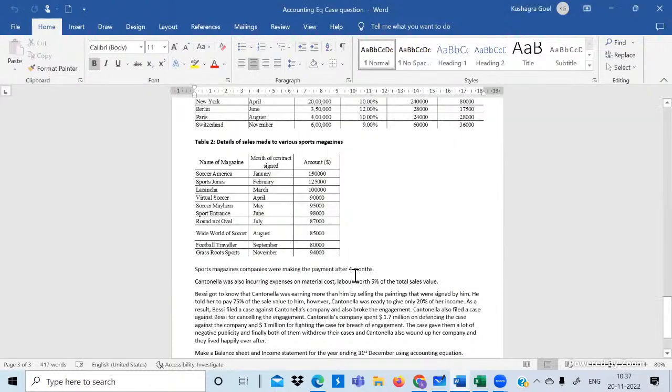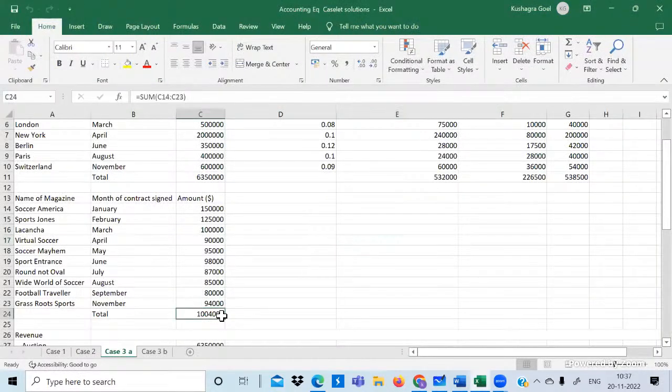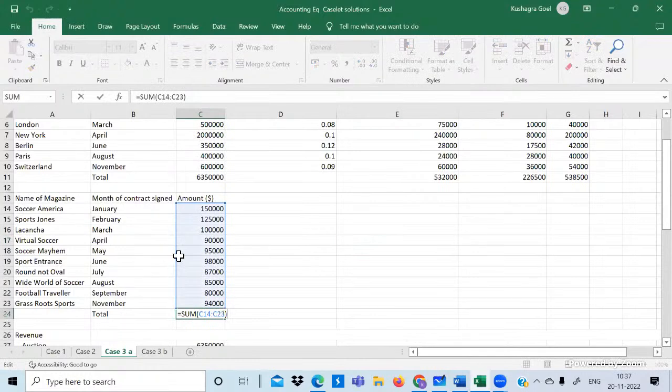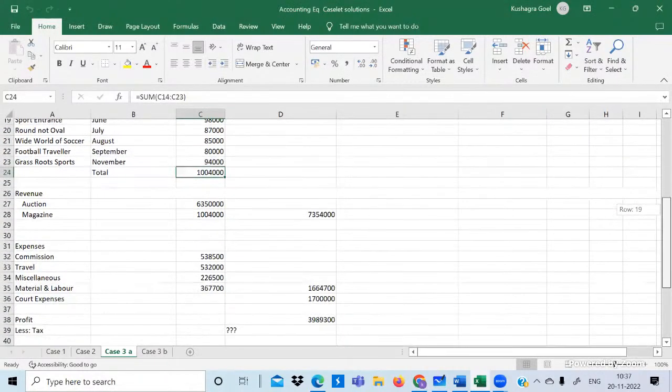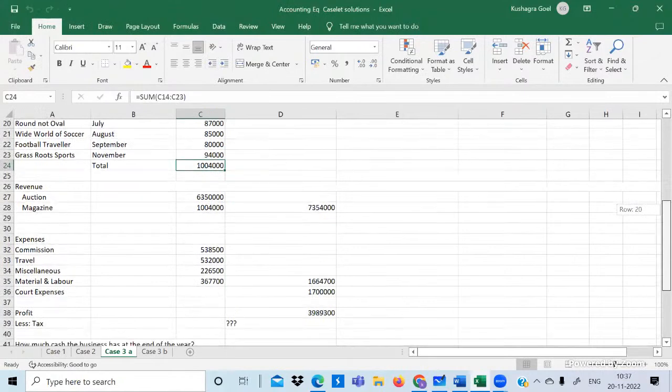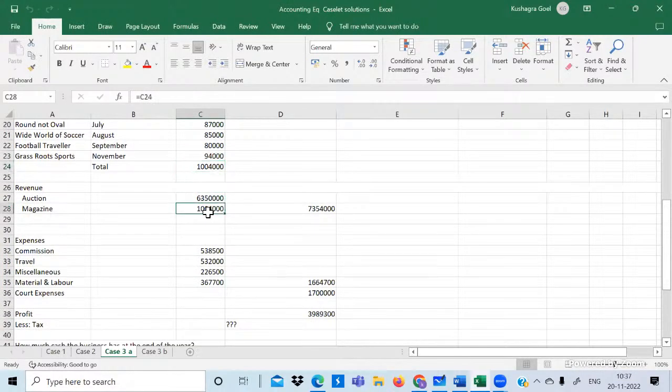So again, if I go to my Excel, I've totaled up all the numbers. That is the total revenue that she's generating from these magazines, and that comes to like $10,04,000. So that's my total revenue. Now, again, if I just scroll down, what is my total revenue? My total revenue from the magazines is 10,04,000. That's this number.